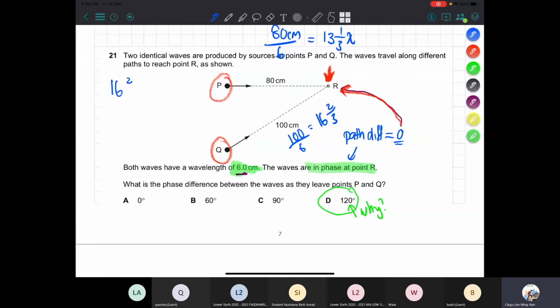16 2/3, and then the 13 1/3. You are taking this one, right? Yes. Is that right? Then you get 1/3, yes sir, and then you times 160... 120. Why? Wow.